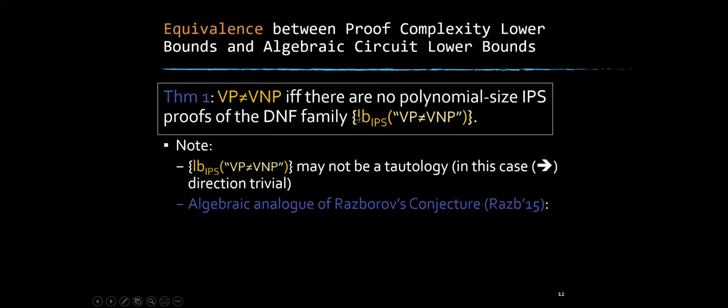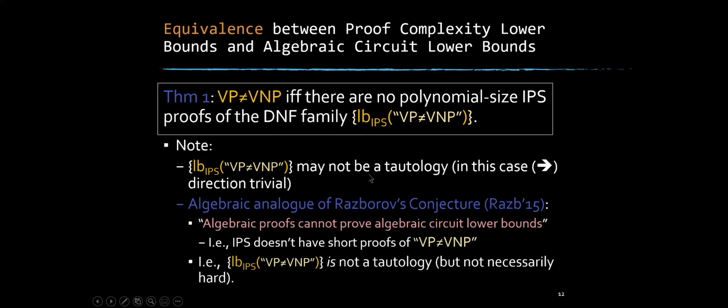Now, although we don't know they are tautologies, we can conjecture that they are, and this is based on the algebraic version of Razborov's conjecture. So Razborov conjectured that it is hard to prove circuit lower bounds in strong propositional proof systems. So we can define the algebraic analog of Razborov's conjecture as the statement that there are no algebraic proofs, in this case IPS proofs, of algebraic circuit lower bounds, which is precisely saying that IPS doesn't have short proofs for the statement that VP is unequal to VNP.